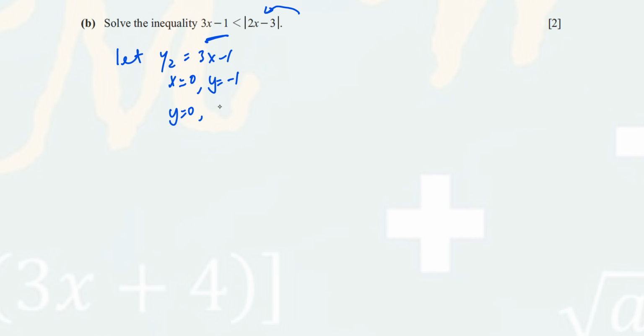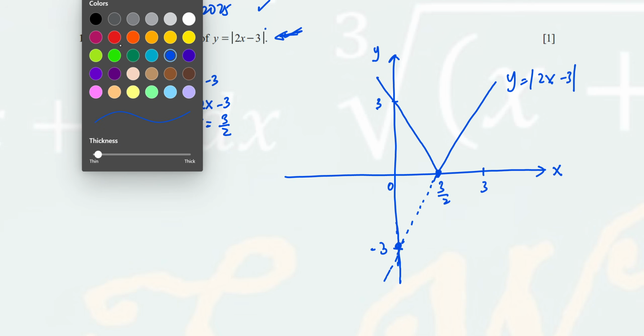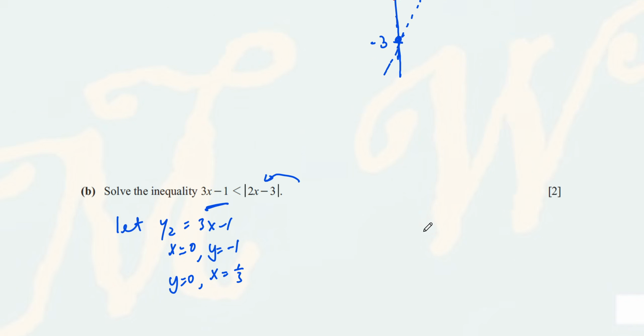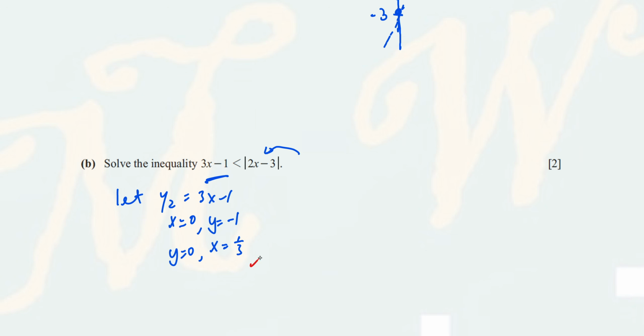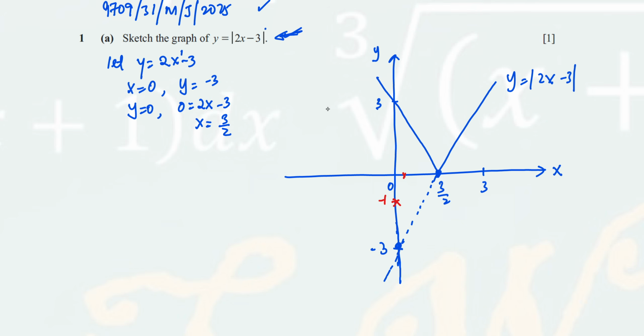when my y equals 0, my x is going to be 1 over 3. So now if I add these 2 points, 0 and minus 1, so let's say here is minus 1, and the other point is 1 over 3 and 0. So 1 over 3 probably is over here. Alright, so from here, this is the working for the part B, so I will just sketch using this.